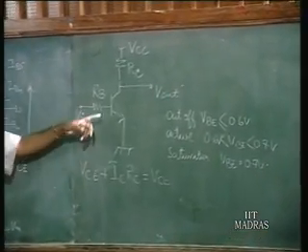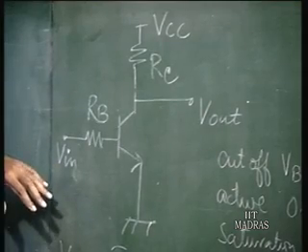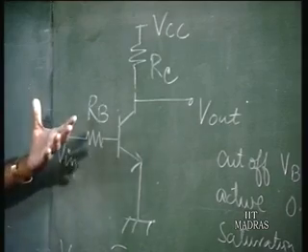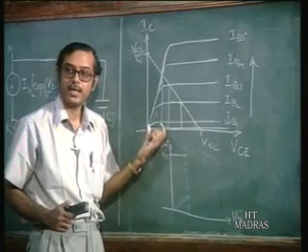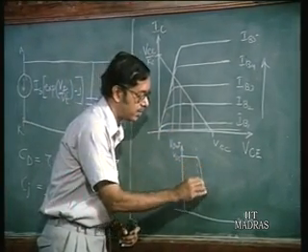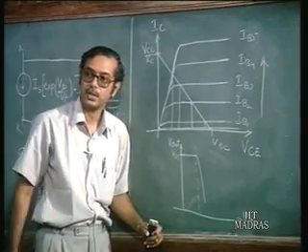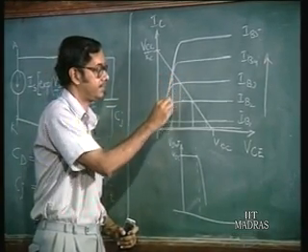The base current keeps on increasing. So as the base current keeps on increasing, collector current keeps on increasing, VC is falling. So the output voltage keeps reducing. This characteristic is going to go down like this. Up to what value? Up to here.